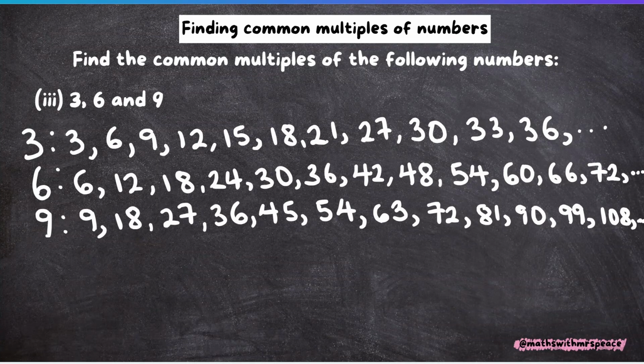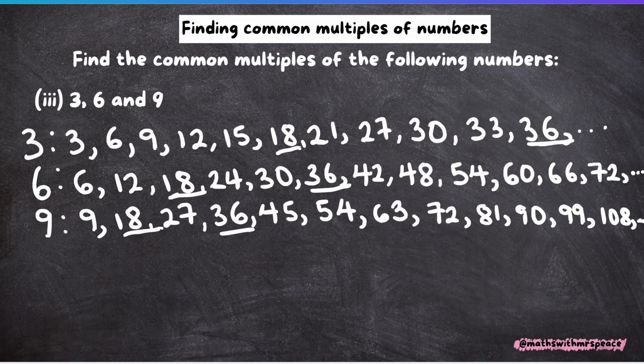So the first common multiple that we can identify here will be 18. You can see that we have 18 here, we have 18 here, and we have 18 here as well. So that's going to be the first common multiple. And our second common multiple is going to be 36. We have 36 here, we have 36 here, and we have 36 here as well. And this is the reason why I decided to do the first 12 multiples instead of the first 10 multiples, so that we can have at least 2 common multiples for these 3 numbers.